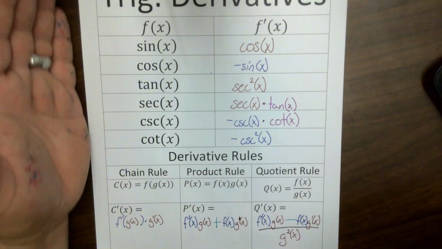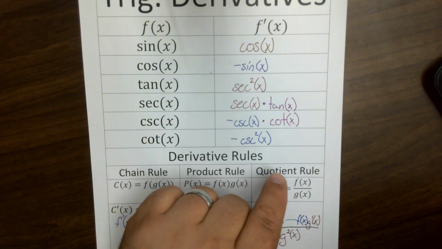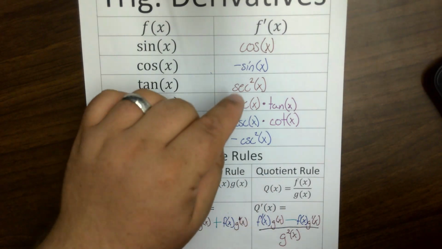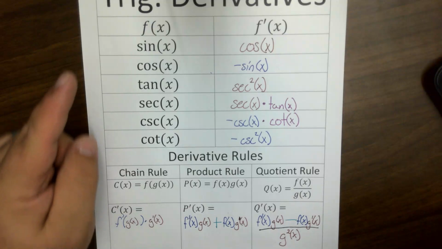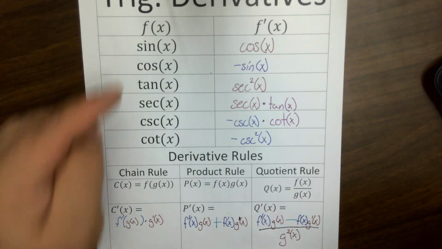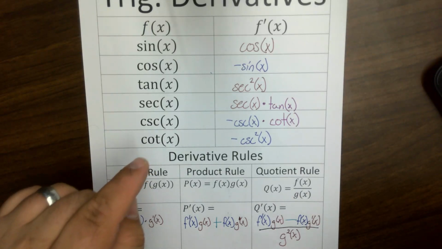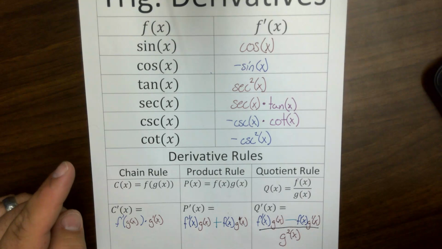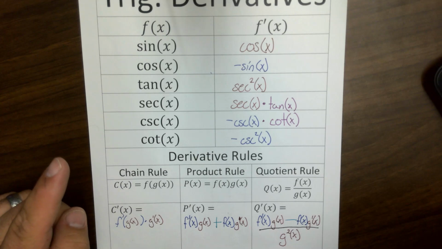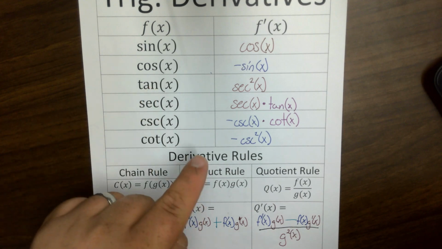Or get really good with chain and product rule and quotient rule. So you could just make these on the quiz. On the AP test, you have to have these memorized. There's no formula sheet. These need to be memorized as soon as possible. Next week, unit circle style mastery quiz for trig derivatives and derivative rules.